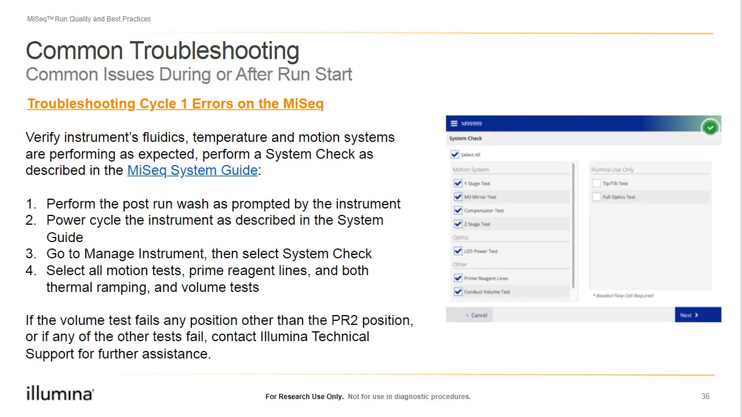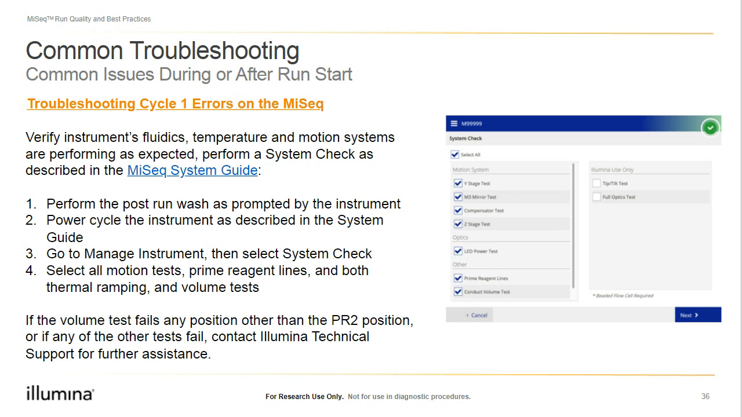There are some general steps we can take to begin troubleshooting of cycle 1 errors on the MiSeq. We typically want to start by performing the post-run wash as prompted by the instrument to maintain our instrument fluidics. We can then power cycle the instrument as described in the system guide, after which go to manage instrument and select system checks. We can run the system checks using the flow cell from the failed run, which will help diagnose any potential consumables issues.